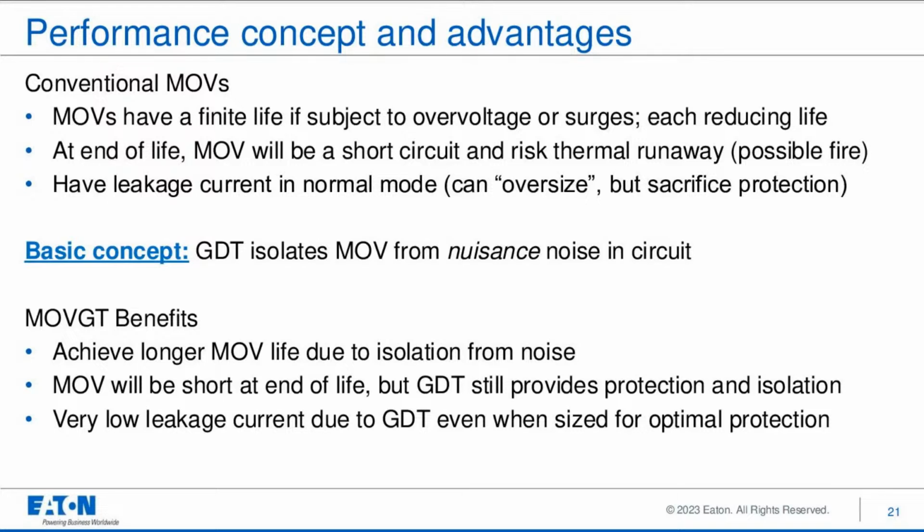Other benefits are that the gas discharge tube technology is inherently very low in leakage current, and once the MOV begins to conduct, reaching end of life, the GDT will still be functional and block the flow of current for voltages below the GDT trigger threshold.